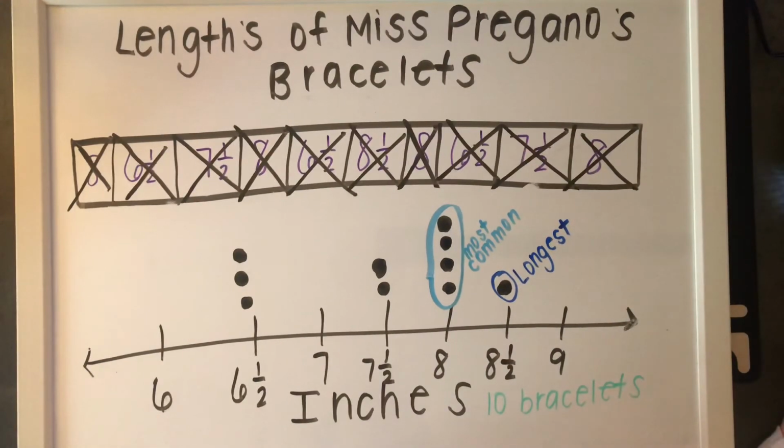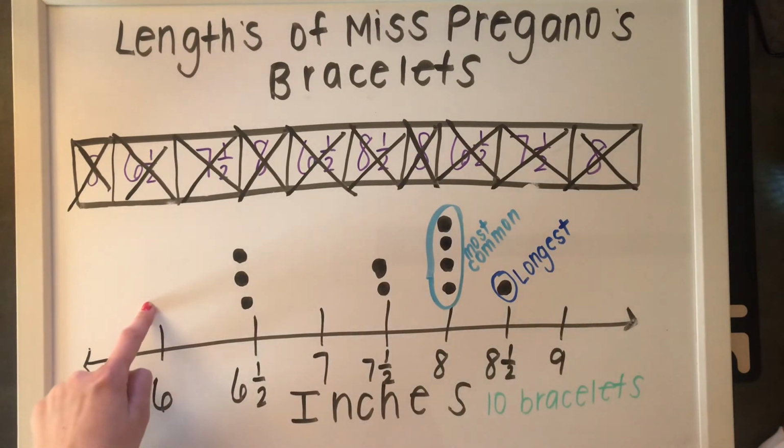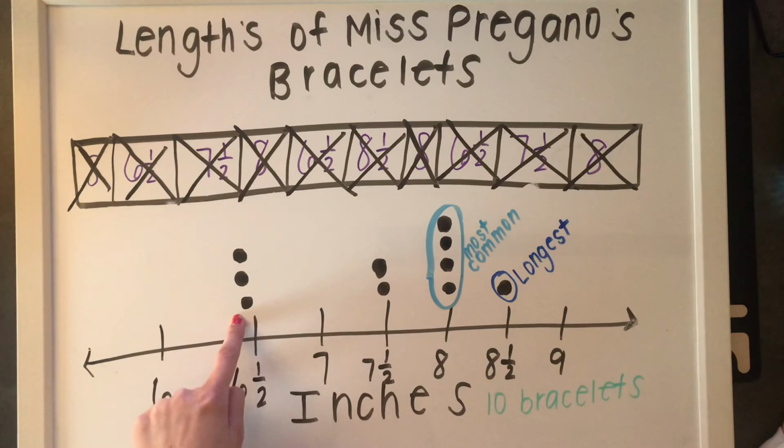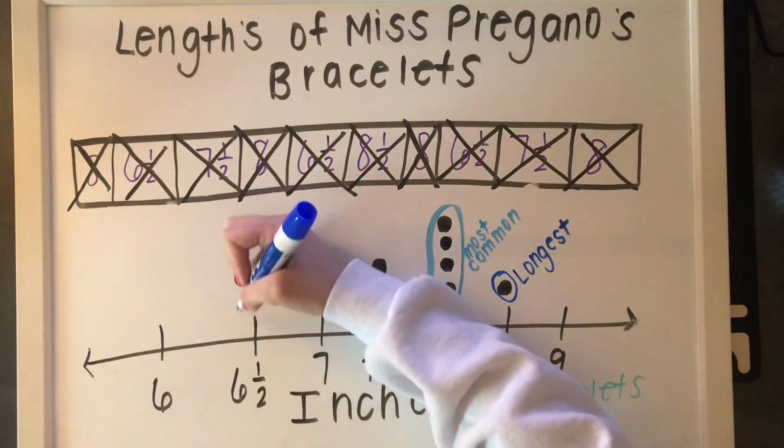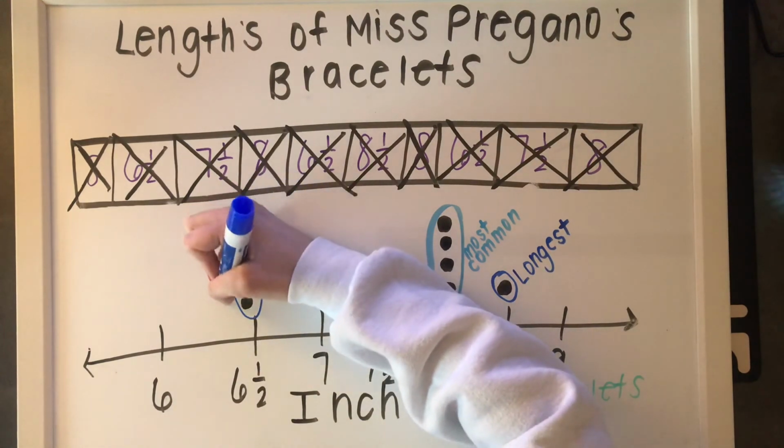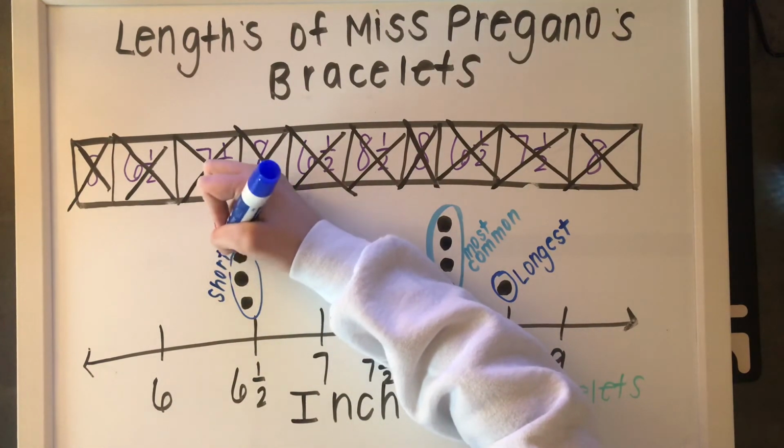They could also ask us what the shortest bracelet would be. 6 is the smallest number on this line plot, but again, there's nothing plotted above it, so we would not choose 6 inches as our smallest. We would choose 6.5 because that's the shortest length that does have something plotted above it. So 6.5 inches would be our shortest bracelet in this group.